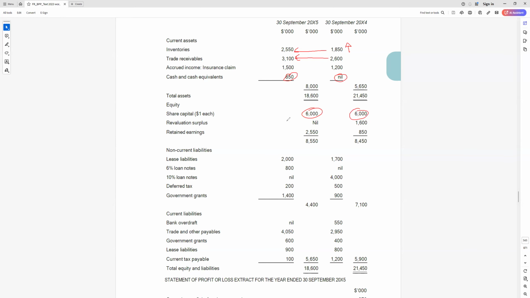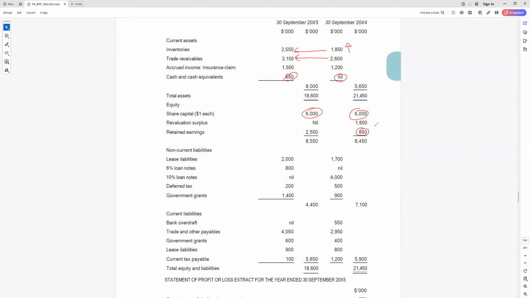And then revaluation surplus. Before it was 1,600, and now I have nil. So retained earnings 850 and 2,250. Again, the retained earnings could be linked with the dividend, but we need to know more information. For example, the retained earnings before was 850.